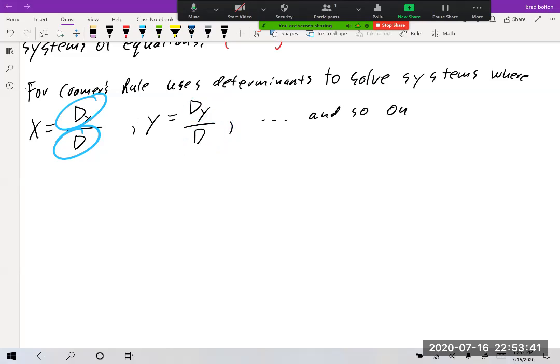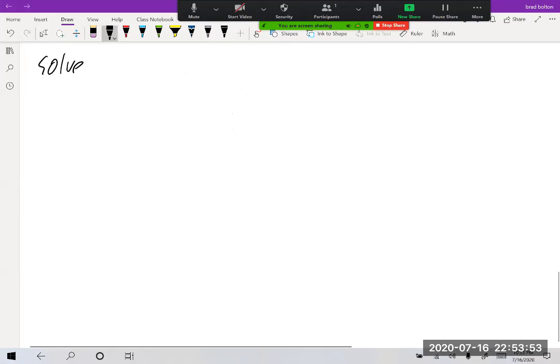And this is just for 2 by 2, but you could do it for a 3 by 3. So what I'm going to do is first do it for an easier one. Let's solve using Cramer's. And again, if somebody asked me to solve something very quickly, I would just enter it in my calculator and do RREF. But I just want to show you an application of determinants. So solve using Cramer's rule.